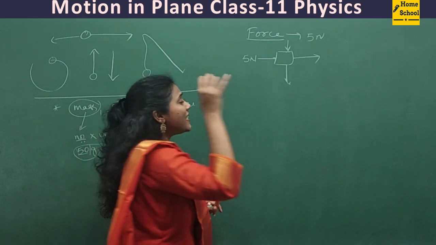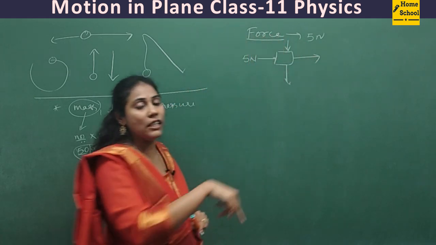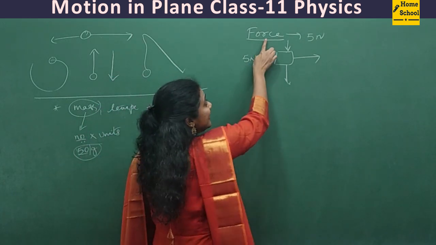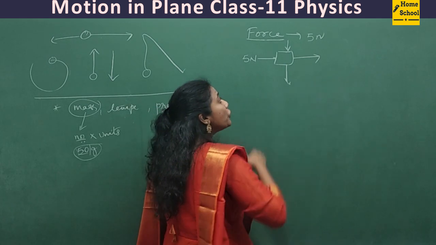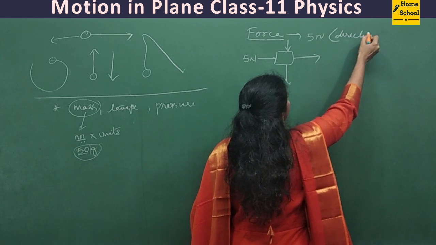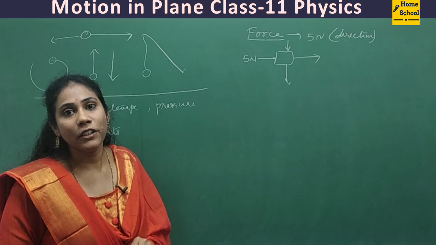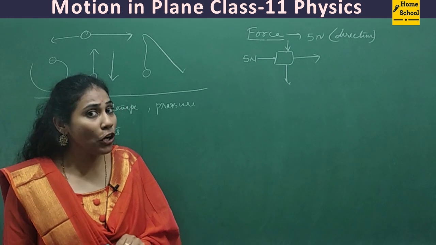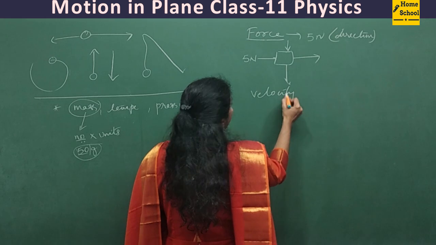So here, just mentioning the magnitude and unit is not enough for a physical quantity. It becomes incomplete if you represent a physical quantity with just magnitude and unit. So you want something called direction here. Knowing the direction is also very, very important. For which physical quantities does direction play a major role? It is force and velocity, right?